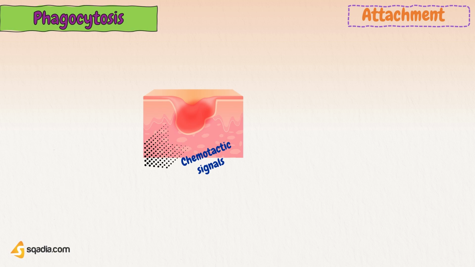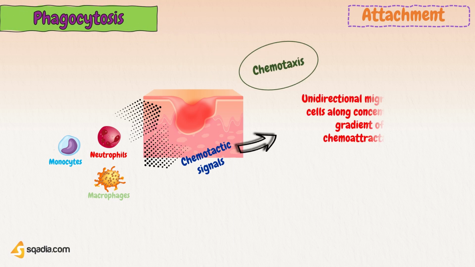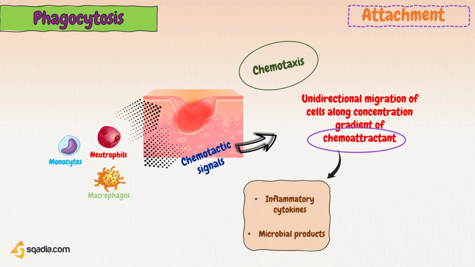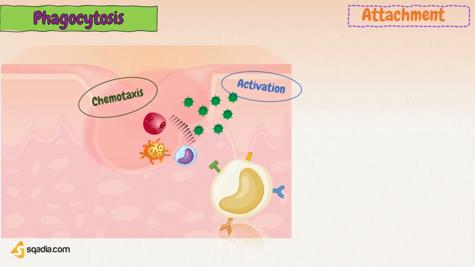Similarly, other phagocytes are also guided by chemotaxis, and that chemoattractant is usually inflammatory cytokines or microbial products. So following chemotaxis, once phagocytes reach the site of infection, now they are in close proximity with the microbe. Here the process of phagocytosis activates, and this activation is triggered by binding through one of the receptors present on its surface, known as pattern recognition receptors.